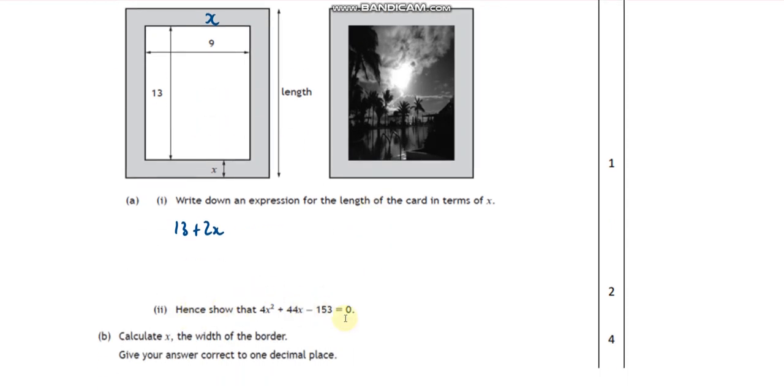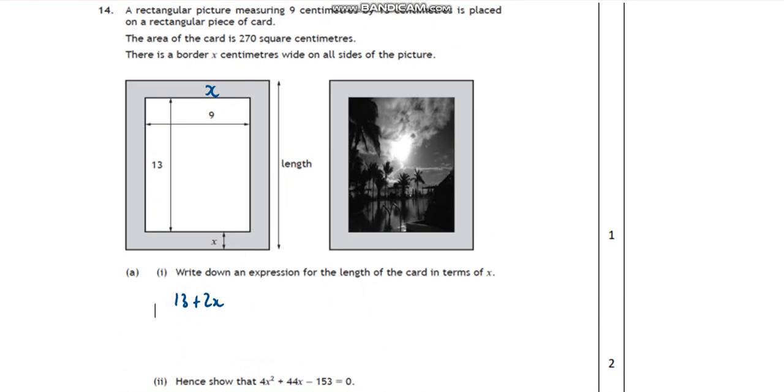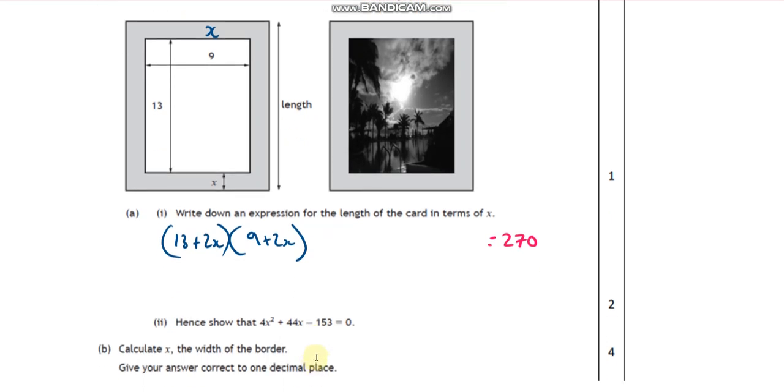And then hence show this. So look at the information we're given. We're told the area of the card is 270. So to me, the question's saying, write an expression for the area of the card, and it should come out as this. Okay, so the area of the card is just the length times the breadth. And again, we've got to use what we've got. So I know it's going to be 13 plus 2x, which is my length. And what's the breadth? It's going to be 9 plus 2x as well, isn't it? So if I do the length times the breadth, it should give me this. So hopefully when I multiply all this out, it's going to come out as that.